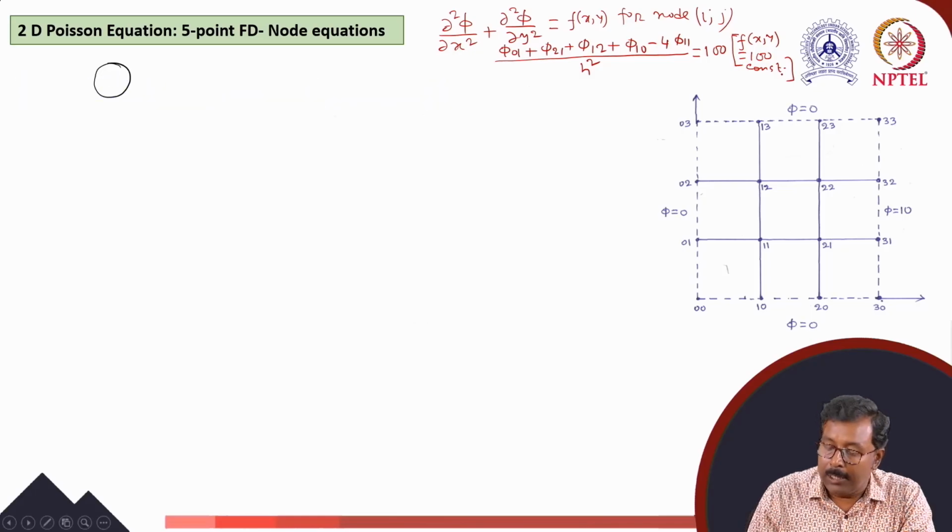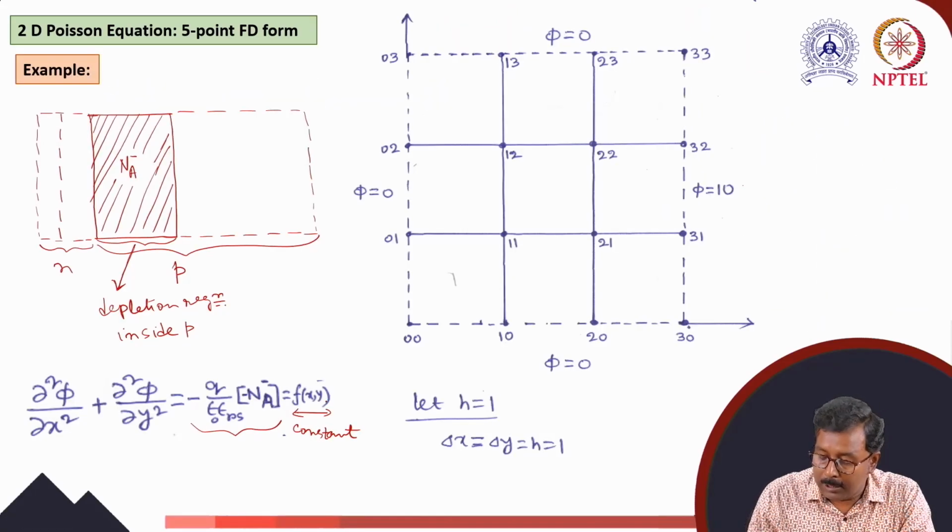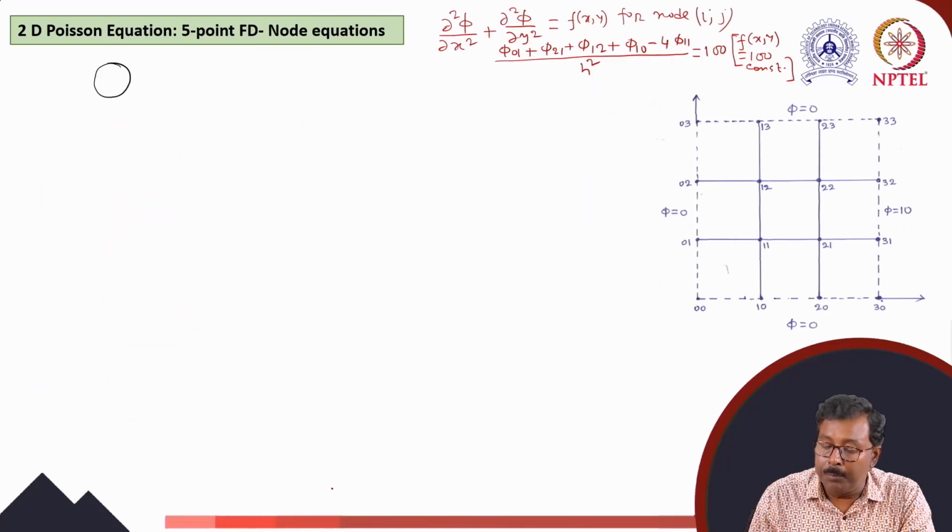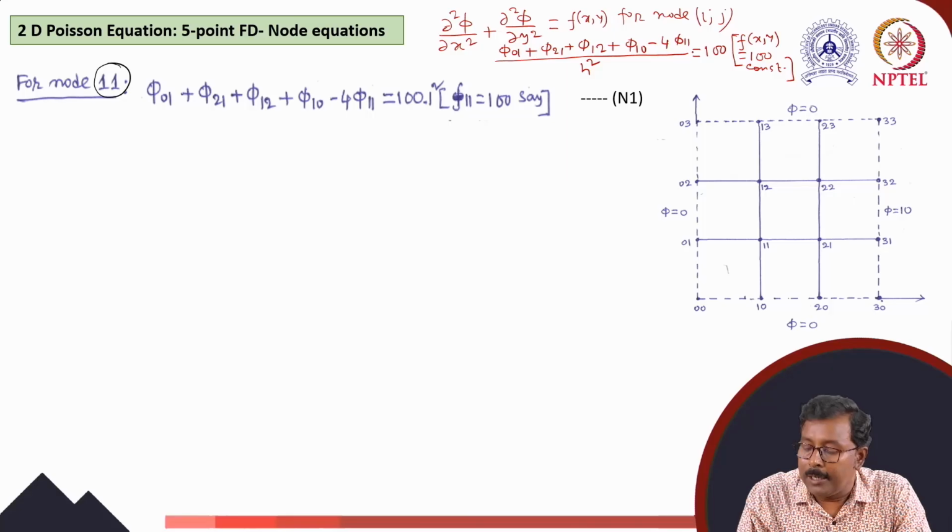Here the value we are considering for f x y is minus q by epsilon 0 epsilon rs into minus Na. So the total value is a constant, because in this region we are considering the value of Na to be constant, and this constant we are taking as 100, say. So that's why we put this value as 100 here.